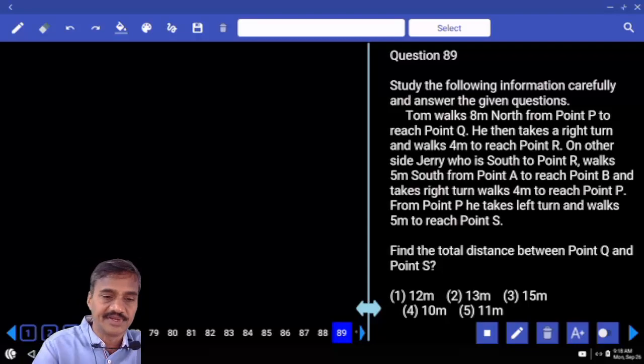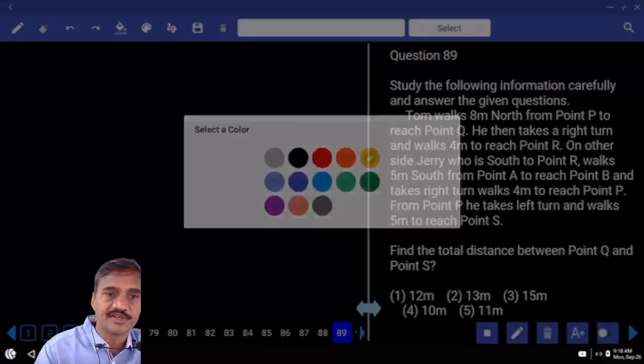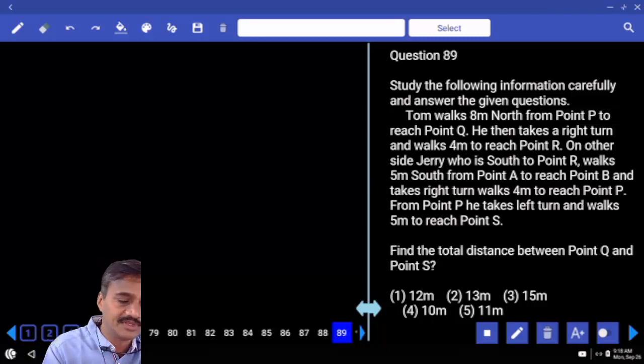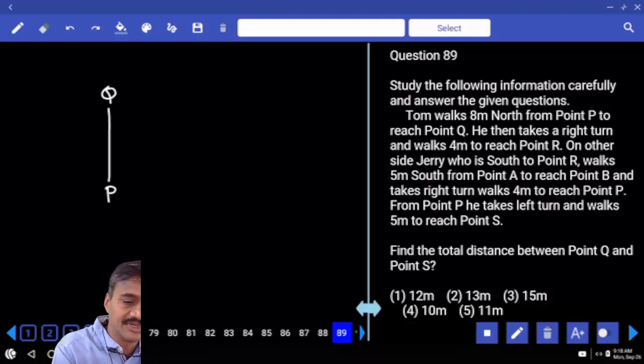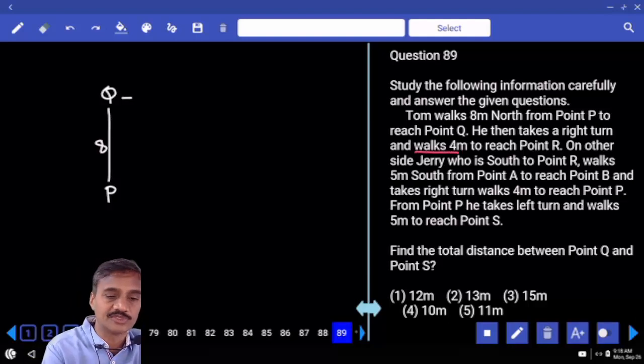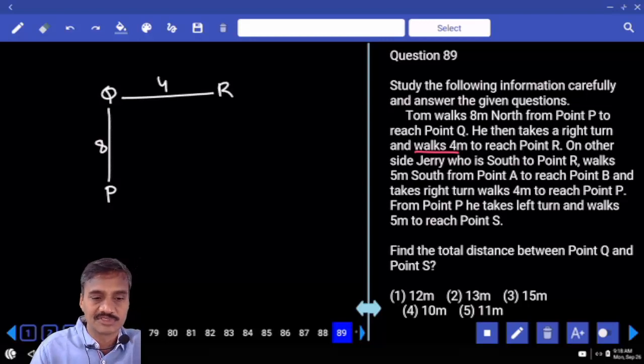The next one, 89 onwards. Tom walks 8 meters north from point P to reach Q. He walks 8 meters to reach point Q. He then takes a right turn and walks 4 meters to reach point R.